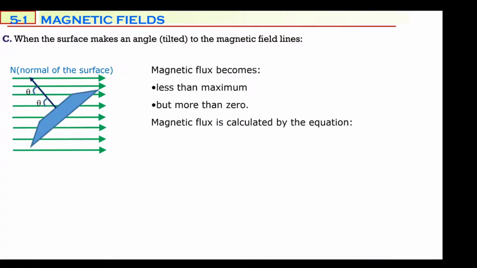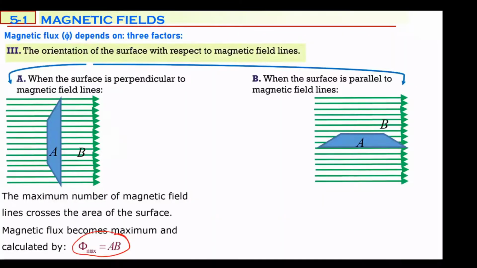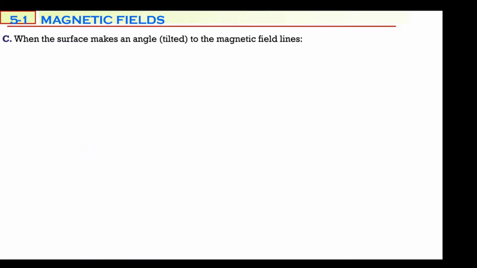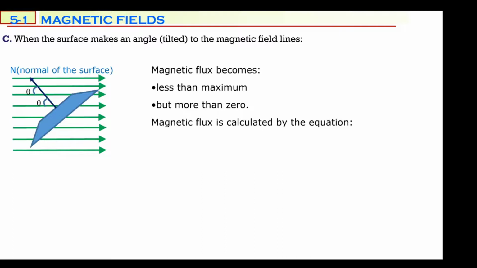So magnetic flux becomes less than maximum, because when it is perpendicular, the maximum number of magnetic field lines crosses the area. When it is parallel, zero. But when inclined, it becomes between maximum and zero. So magnetic flux becomes less than maximum, but more than zero.